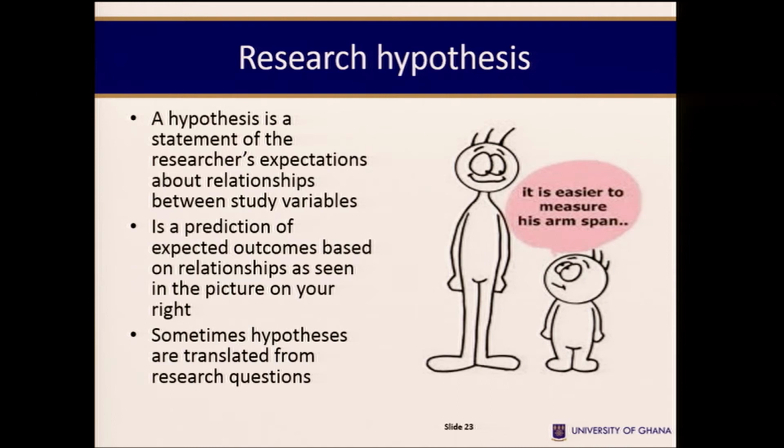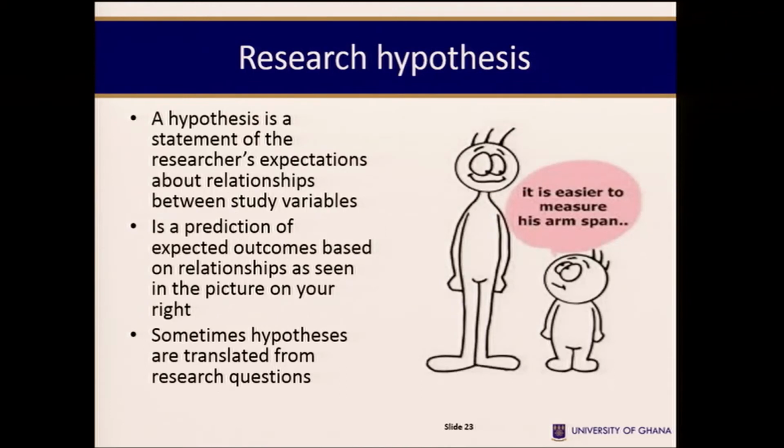A hypothesis is a tentative statement that the researcher makes. It's a statement of the researcher's expectation, a statement about the relationship that you wish to establish between variables. And so the hypothesis is able to predict the outcome even before you have your findings. And that is why you need to test to know whether you are on the right path or not.